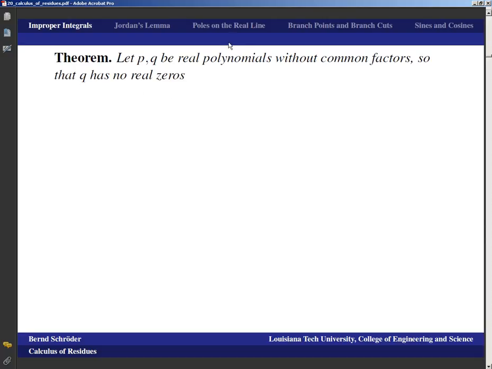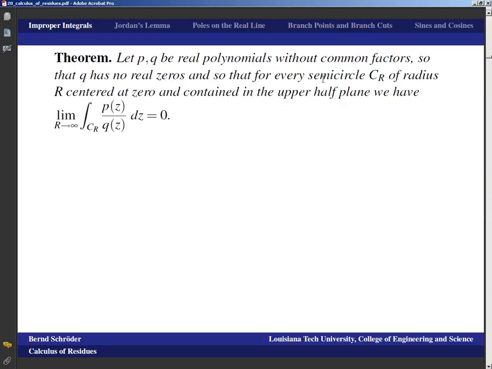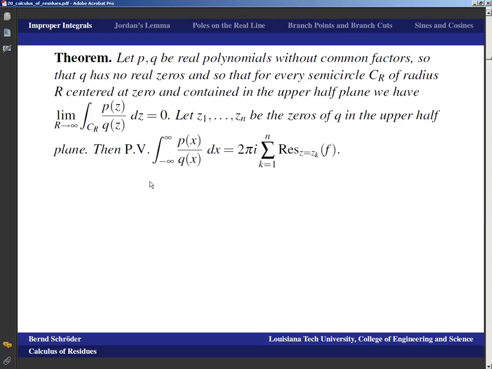We will specifically consider the idea that we have poles on the real line separately. So for every semicircle C_R of radius r centered at 0 and contained in the upper half plane, we have that the limit as r goes to infinity of the integral over that semicircle of the rational function p over q dz is equal to 0. We let z_1 through z_n be the zeros of q in the upper half plane. Then the principal value of the integral of p(x) over q(x) is 2 pi i times the sum, k equals 1 to n, of the residue of f at z equals z_k.